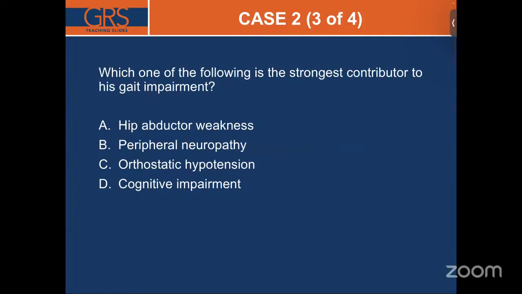So the question asks, which one of the following is the strongest contributor to his gait impairment? Is it A, hip abductor weakness? Is it B, peripheral neuropathy? C, orthostatic hypotension? Or D, cognitive impairment?